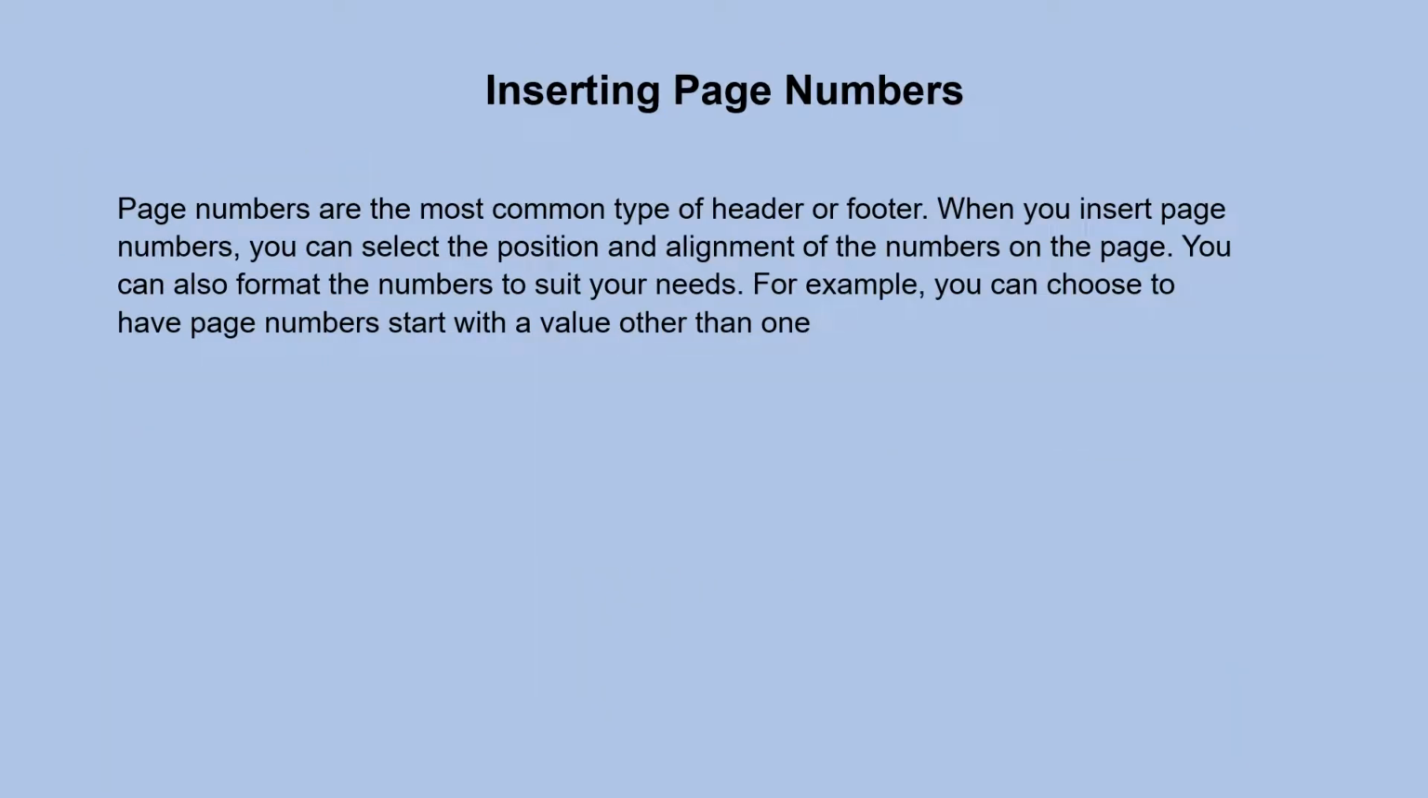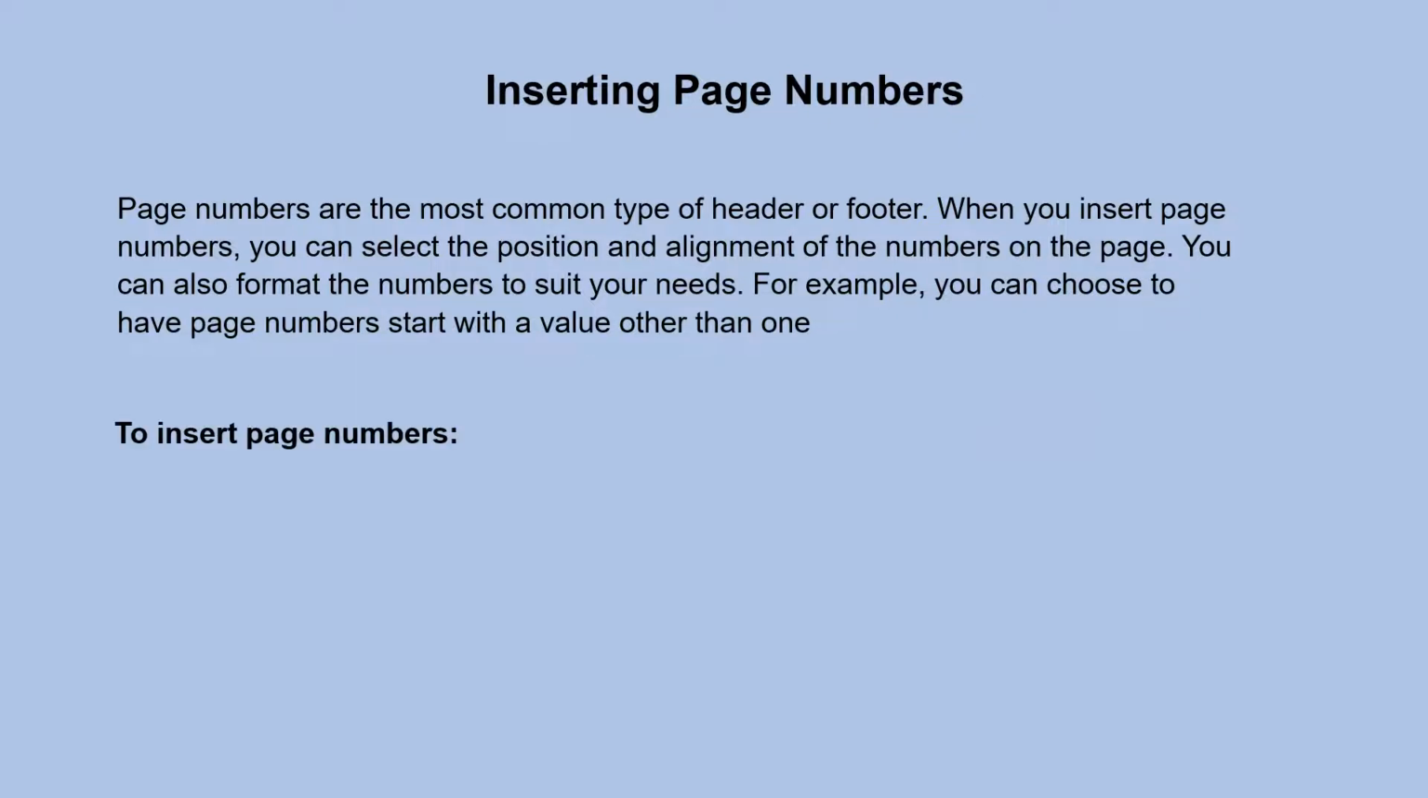As I mentioned, page numbers are the most common type of header or footer that you will use, and when you insert a page number, you can select the position and the alignment of the numbers on the page. You can also format the numbers to suit your specific needs. So for example, you can choose to have the page numbers start with a value other than 1. Normally when you insert page numbers, it will start with 1 on the first page you place it and then count up from there, but you can have other options.